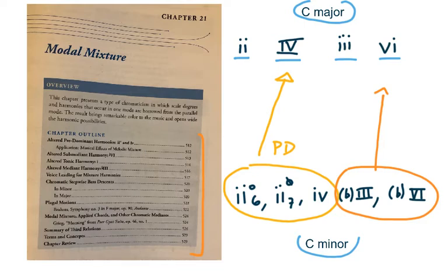And then there are other things that we will cover from the chapter. There's a stepwise descent, which is fascinating. We will cover that sooner or later. Plagal motions, and then other types of mixture, in some cases referred to as secondary mixture. But today, let's get started with some specific items.